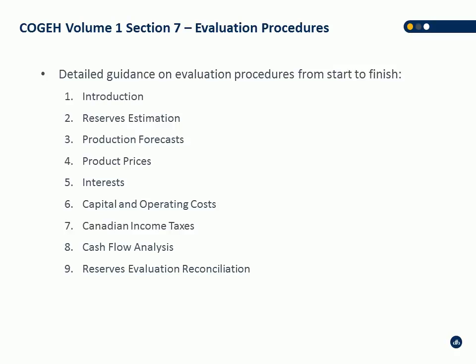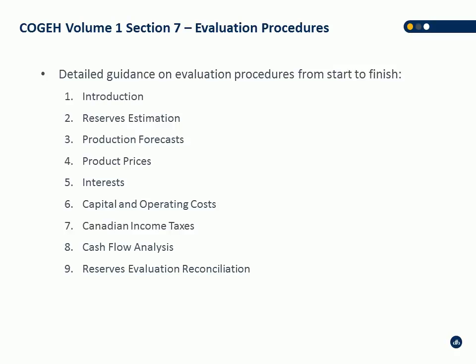So section 7 is evaluation procedures. This is how you should evaluate oil and gas assets. It talks about reserves estimation in general, production forecasts, product prices, interests, CapEx and OpEx. It has a specific section on Canadian income tax, cash flow analysis, and reserves evaluation reconciliation. So pretty much all of this is what I'm going to be going through on day 3. This is sort of what goes into a discounted cash flow evaluation for oil and gas assets.